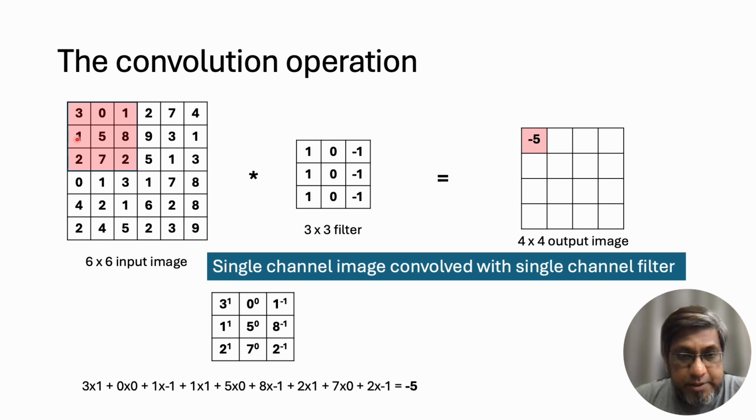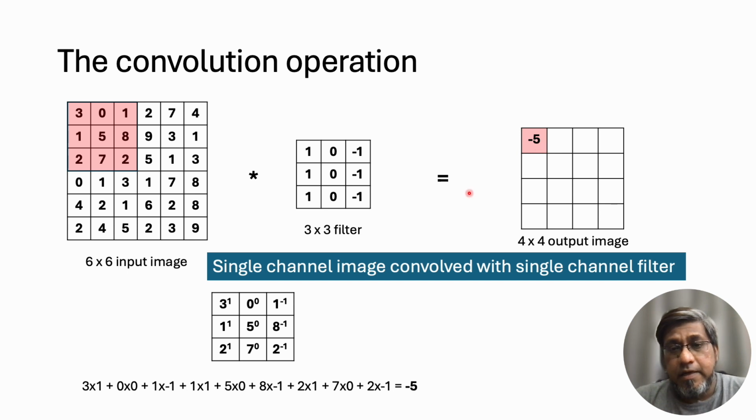Plus we go to the second row of the window. The element in the image is 1 and the element in the filter here is 1. So that's 1 into 1 plus 5 into 0 plus 8 into minus 1. And similarly for the third row, it is 2 into 1 plus 7 into 0 plus 2 into minus 1. So when we multiply each of these pixels element by element with the filter and then add up all those products, whatever result we get becomes the value of the output pixel corresponding to that window. So that's the first pixel in the output that we get.